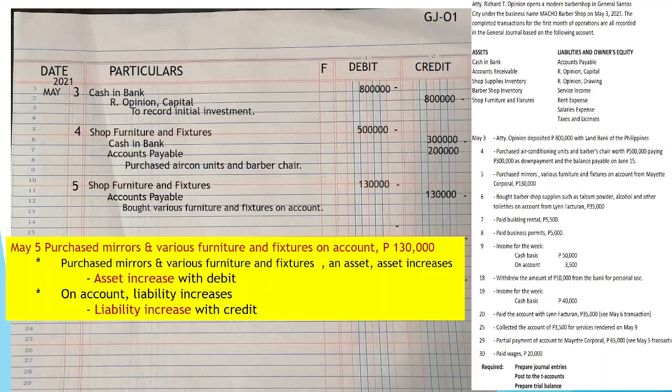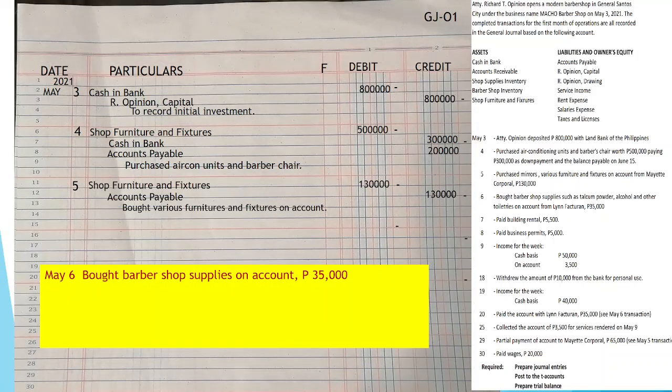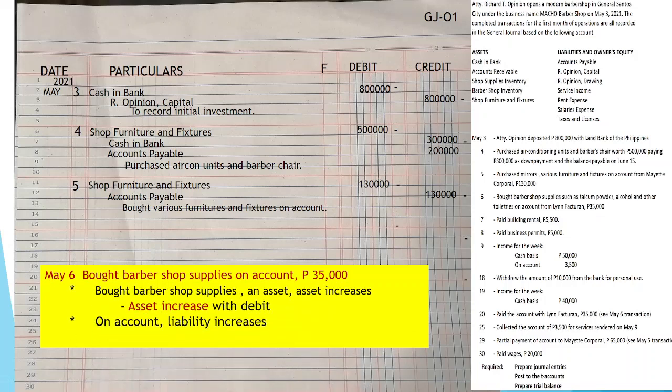Okay, let's move on to May 6. It's almost the same. We bought something, the business bought shop supplies this time. So, shop supplies, this is the most appropriate one. So, there is an increase in liability. Therefore, our entry would look like this.